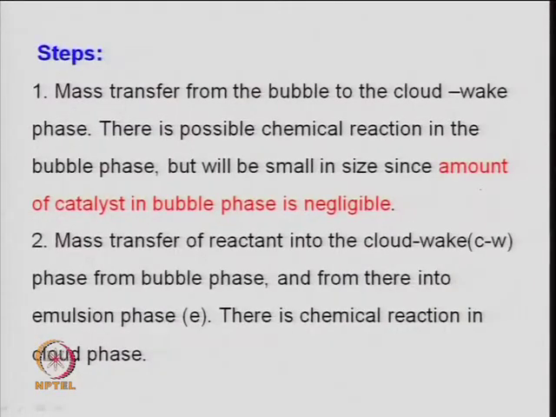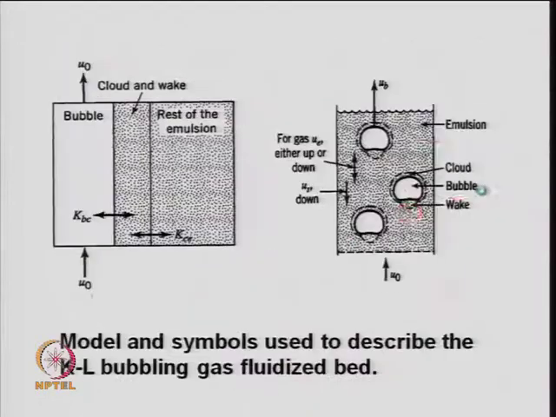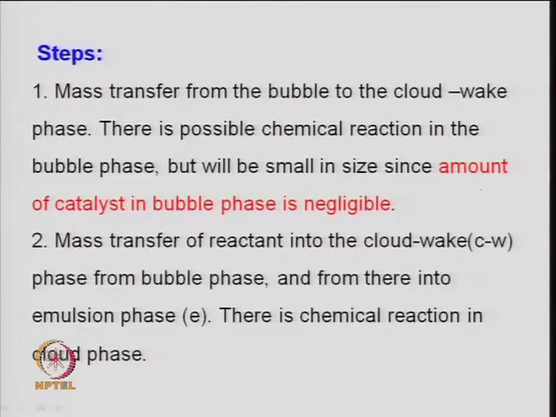So, what happens? The mass transfer is taking place, and chemical reaction is taking place. The steps in the 3-phase model are the same as those discussed here. The first step is mass transfer from the bubble to the cloud-wake phase. One can calculate it from the mass transfer coefficient and the concentration difference in the 2 phases, that is, the concentration of gas in the bubble phase and the concentration of gas in the cloud and wake phase. So, that is the first thing, a mass transfer.